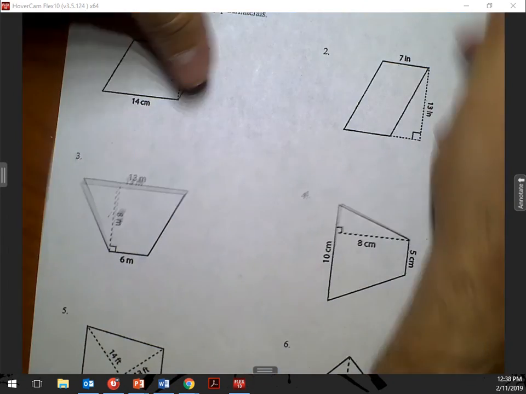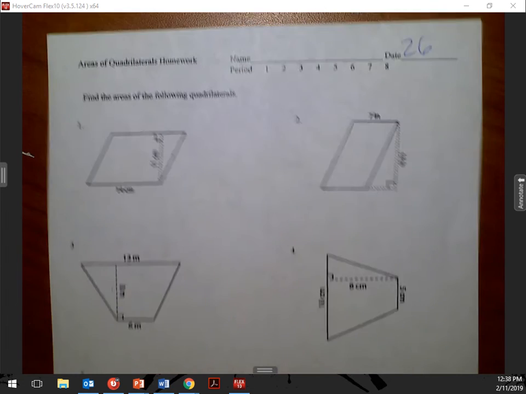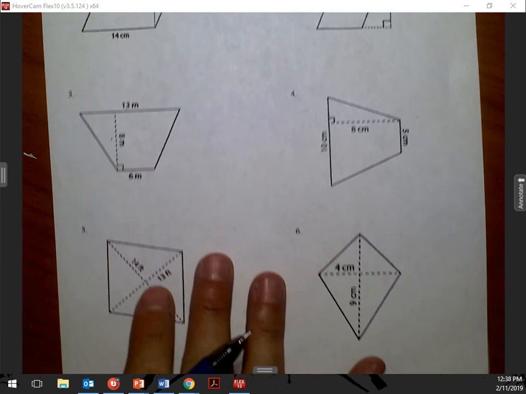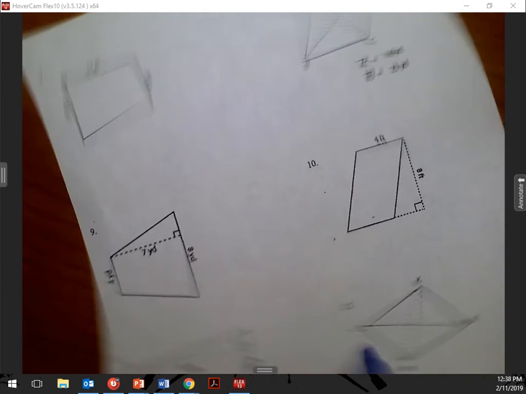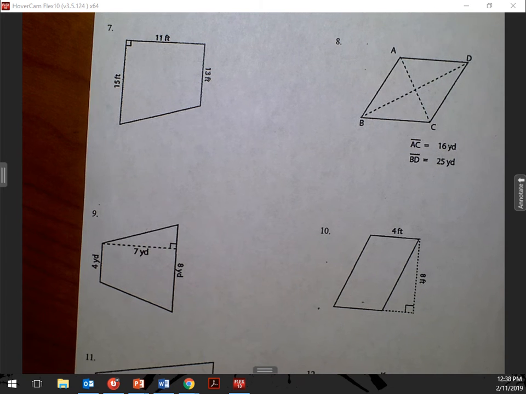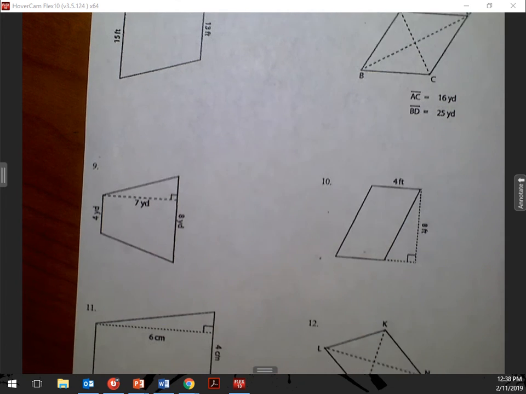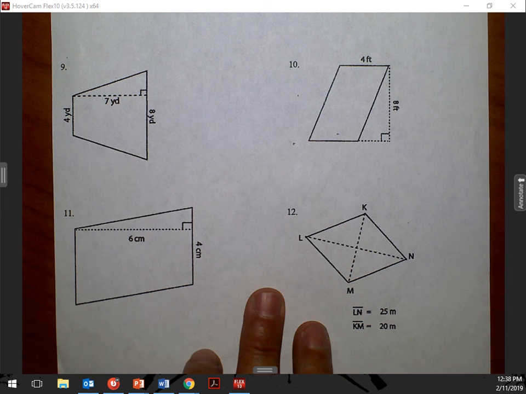Here's page 26. Any of these actually look difficult for you? Let's look. Nope. Looks like everything is stuff that we've already done, exactly the same as all those things that we've already done.